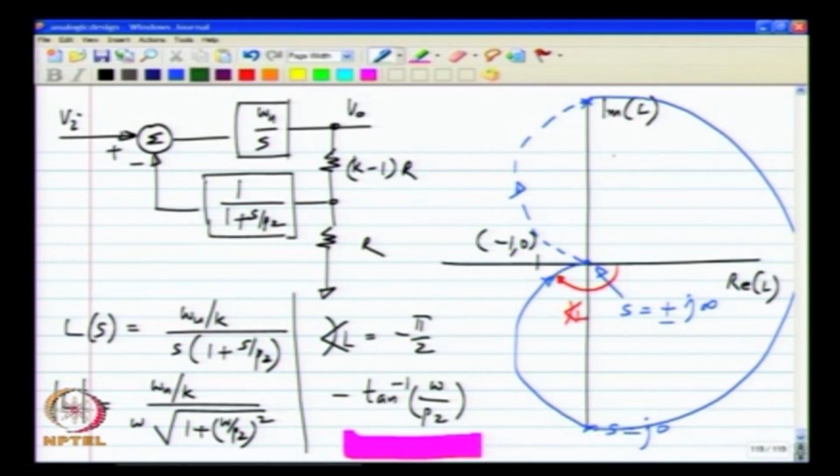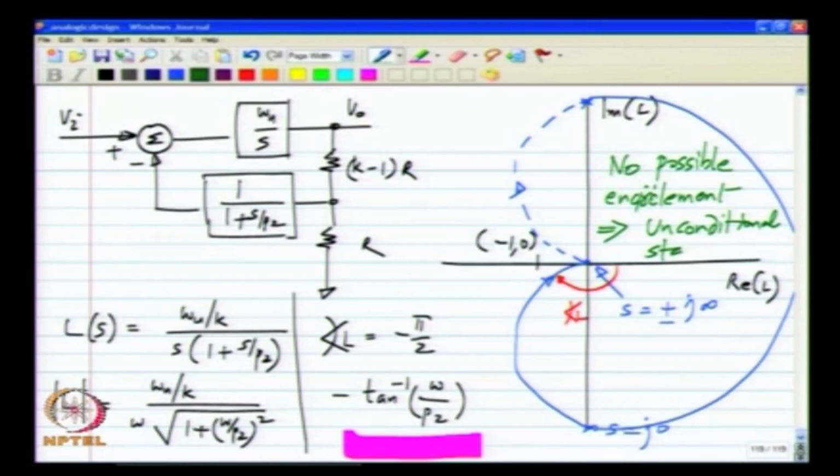So, again the verdict is no possible encirclement, and which means unconditional stability.